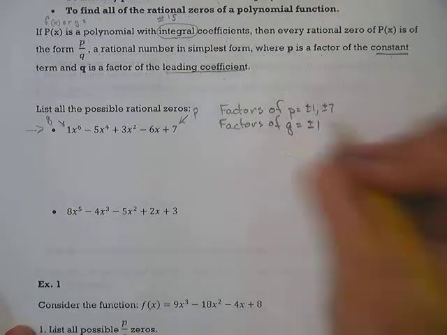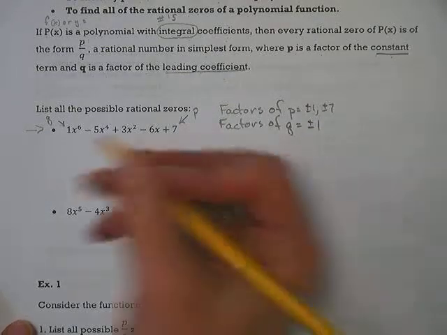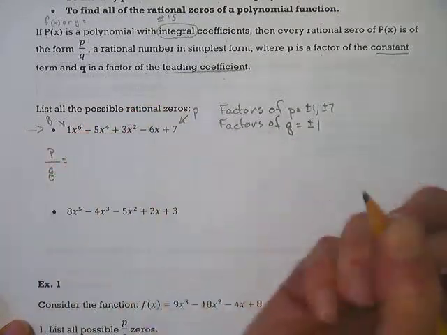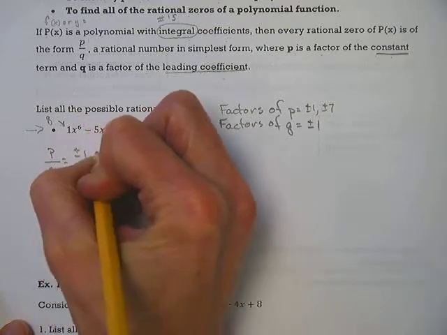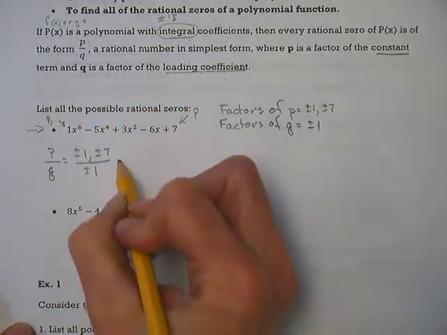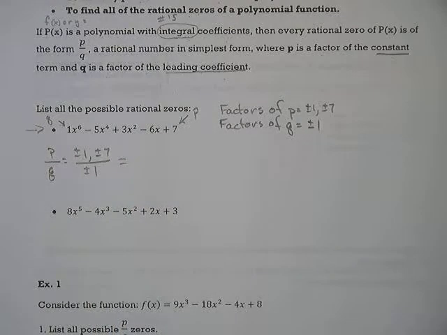What are the factors of 1? Just 1, plus and minus 1. They start you off nice and easy. Okay, so then what you do is you put the p's over the q's, which is plus and minus 1 and plus and minus 7 over plus and minus 1.